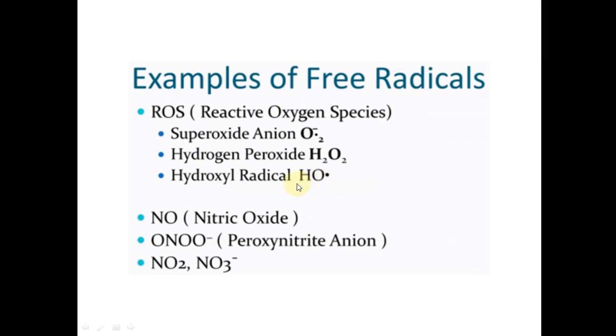But this partial reduction of oxygen that occurs during oxidative phosphorylation for the generation of ATP, by creating a proton gradient, results in the formation of these toxic free radicals. Nitric oxide, which is formed by the enzyme nitric oxide synthase, when combined with superoxide anions causes the formation of peroxynitrite, and similarly nitrates and nitrites are examples of free radicals.